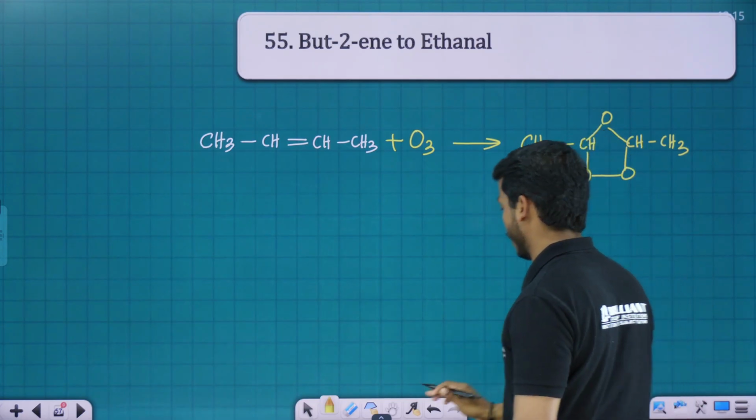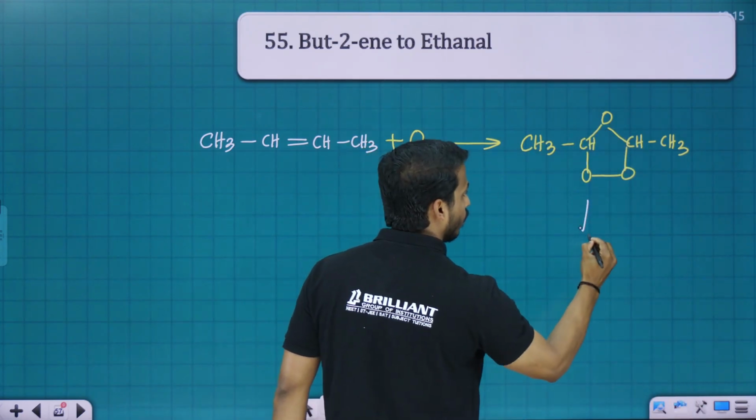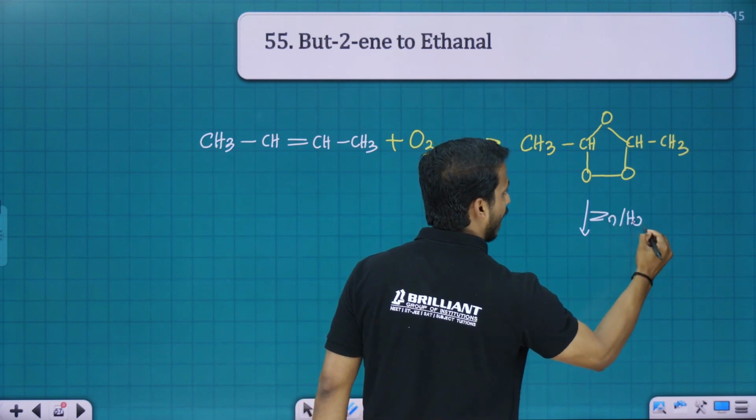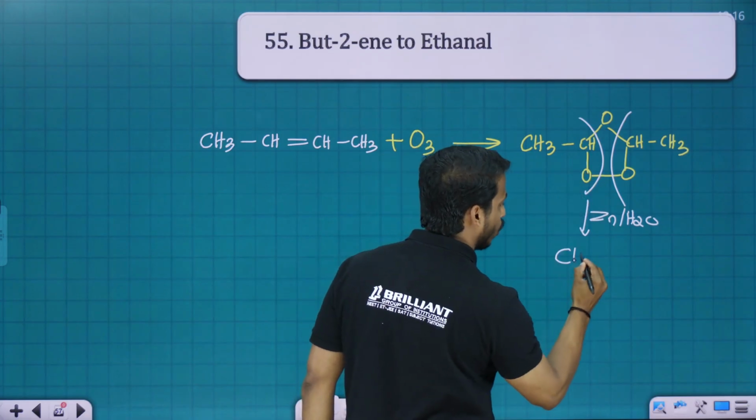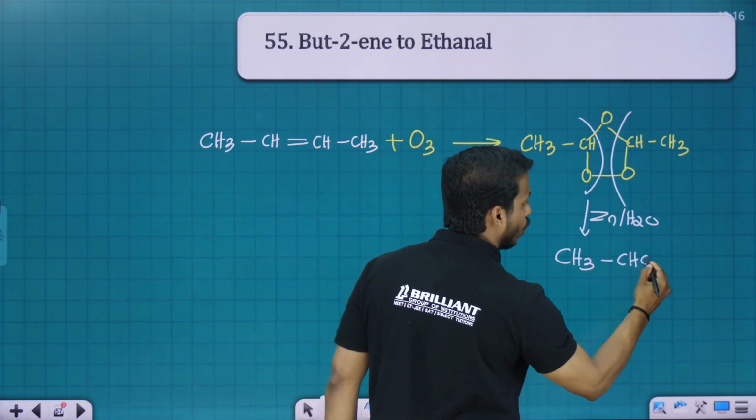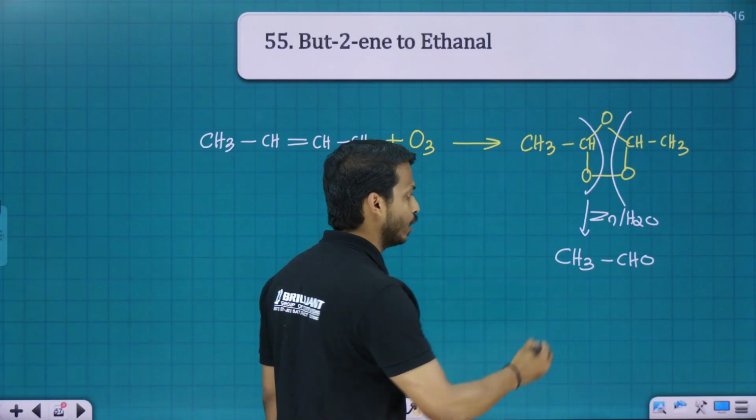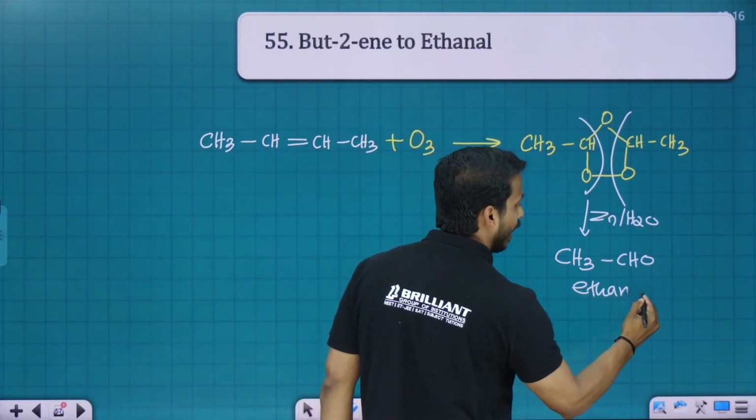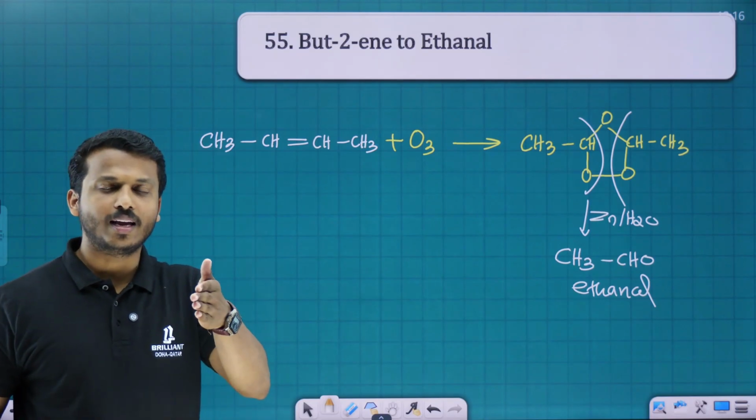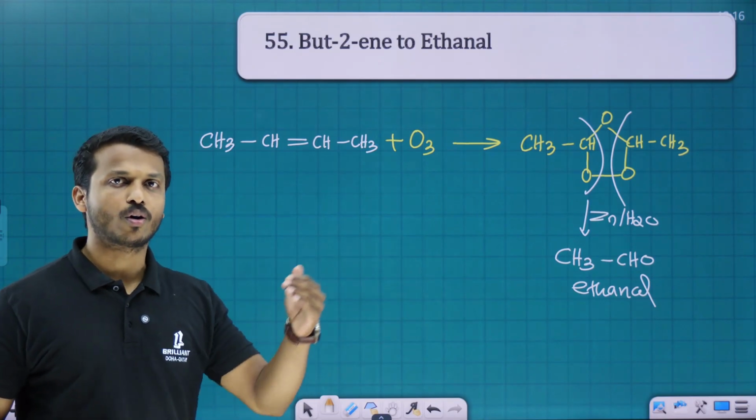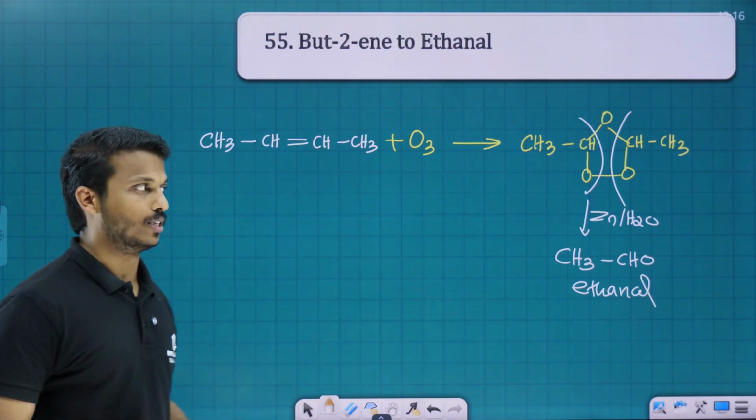And this is called ozonide. And we will break it with the help of zinc and water in this way. What do you have on the left side? CH3CHO. Even the right side also CH3CHO. What is CH3CHO called? Ethanal, right? That's what we want. If you want to convert an alkene to a smaller aldehyde or ketone, we use ozonolysis.